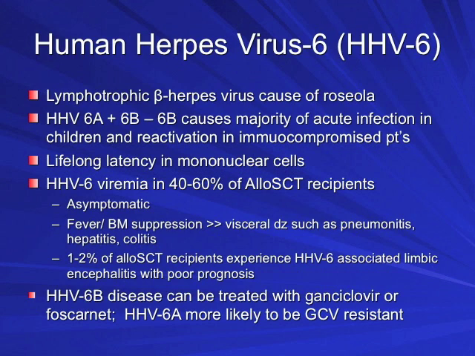HHV6 viremia occurs in 40 to 60% of allo stem cell transplant patients. It's usually asymptomatic, although you can have a fever, bone marrow suppression, much more common than visceral disease such as pneumonitis, hepatitis, or colitis. There's about a 1 to 2% incidence in allo stem cell transplant patients of HHV6-associated limbic encephalitis, which is a very poor prognosis. HHV6B disease can be treated with ganciclovir or foscarnet, and usually we use ganciclovir unless they're neutropenic at the time. HHV6A is more likely to be ganciclovir resistant, so we'll preferentially use foscarnet.